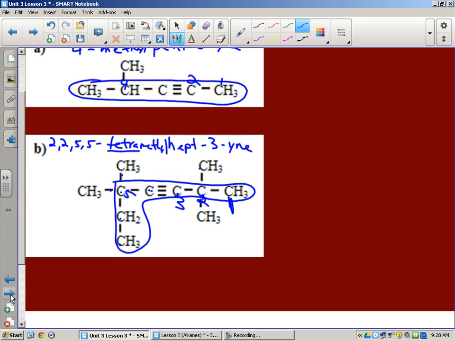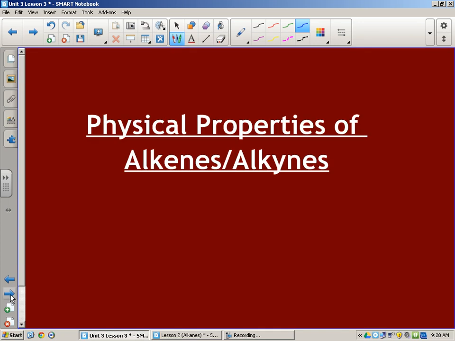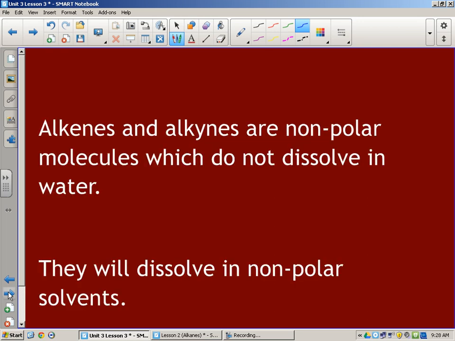Yes, no? Okay. Physical properties of alkenes and alkynes. Alkenes and alkynes are nonpolar molecules which do not dissolve in water. So once again, when you're making your little cheat sheets, your little notes, this is what I would be putting down. They will dissolve in nonpolar solvents. They don't dissolve in water, but they will dissolve in nonpolar solvents.